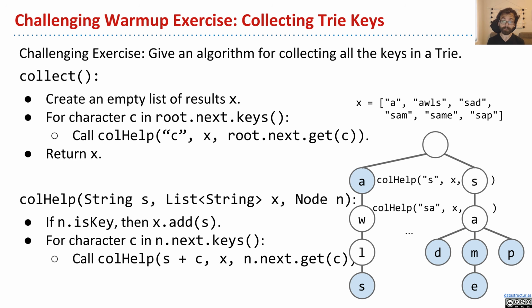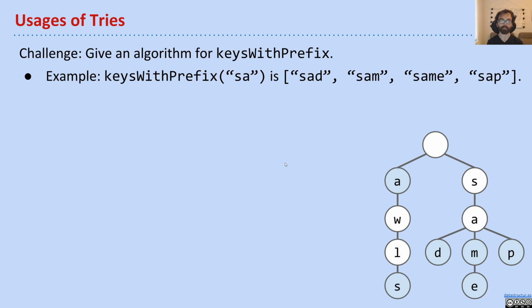So it's very natural, and it'd be much trickier to do something similar in a binary search tree, or especially in a hash table. Okay, next challenge. Well, now that we have collect and collect help, I want you to give me an algorithm for finding keys with prefix. So in this case, sa should return sad, sam, sap, and same. And a hint is you can use something from the previous slide.